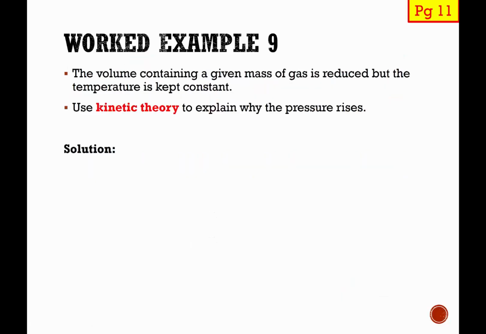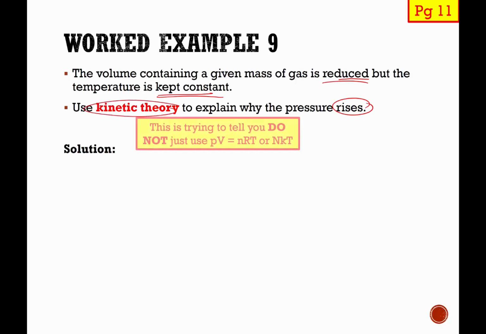And then for example 9, we are given that the volume containing a given mass of the gas is actually reduced, but the temperature is kept constant. We are required to use the kinetic theory to explain why the pressure actually rises. So first and foremost, the keyword kinetic theory is trying to tell you not to use PV equals nRT or PV equals NkT to start solving the question.